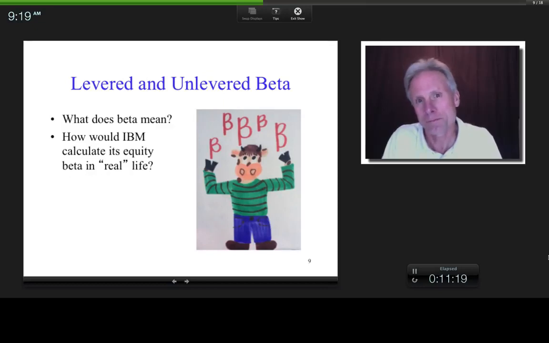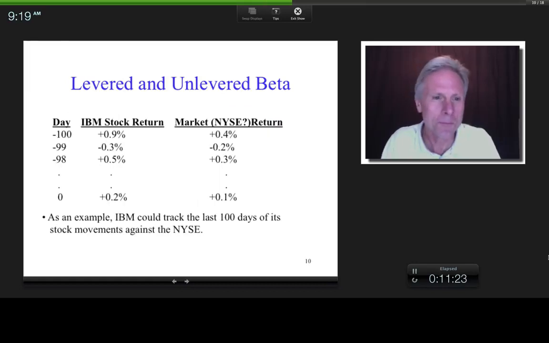Well, we need to see how much IBM stock has changed. So for example, if time zero is today, we might go back 100 days and say, hey, it looks like when IBM went up by 0.9%, the market, however you measure that, maybe the New York Stock Exchange, went up by 0.4%. The next day, IBM dropped a little and the market dropped a little, and so on and so forth.